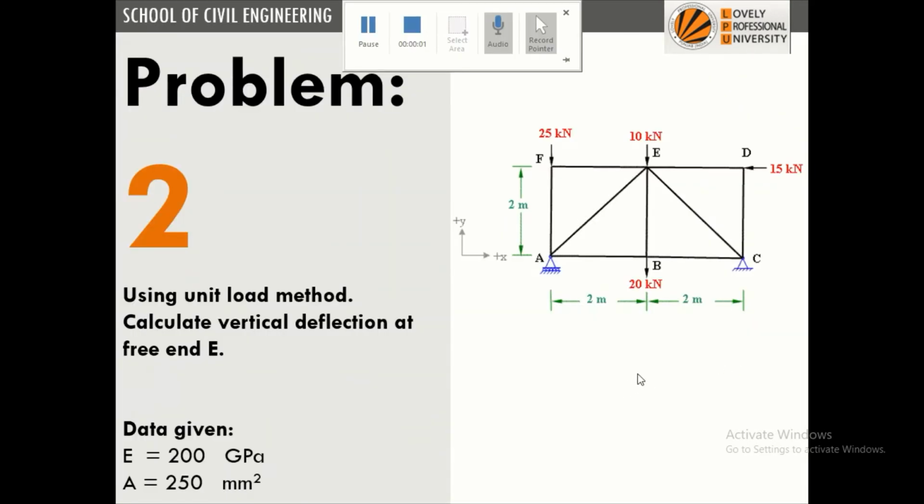So this is the second problem on the unit load method for solving vertical and horizontal deflection on a pin jointed frame, that is, a truss. In this question, for the given truss, we have to find the vertical deflection at point E. The values of A and E are given in the problem.